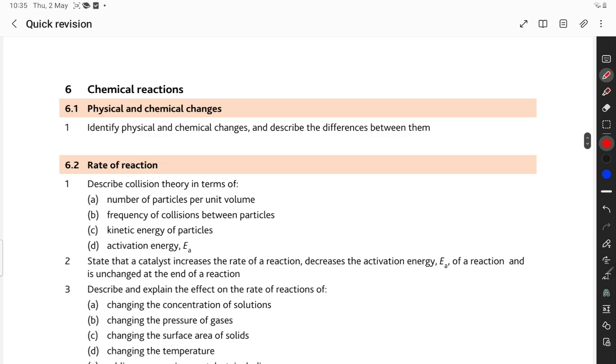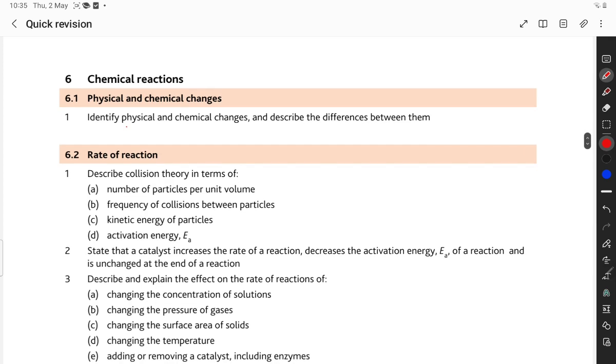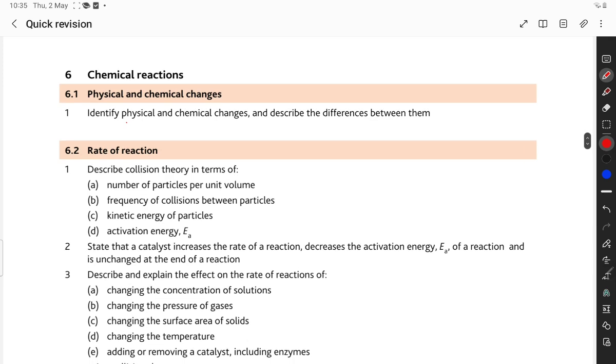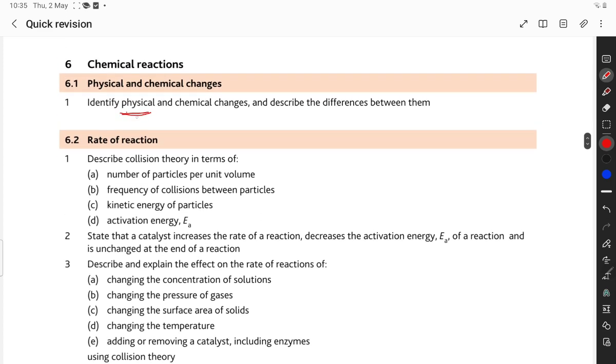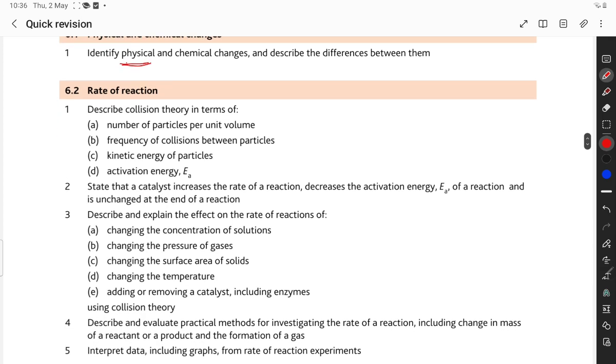Next topic is chemical reactions. This is also very important: physical and chemical change. Identify physical and chemical change and describe the differences between them. In a chemical change a chemical reaction takes place. In physical change there is heat loss or heat gain. In chemical change there is also color change and gas evolved. So these are the physical and chemical changes. Describe the differences between them.